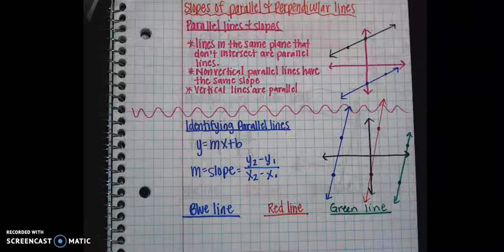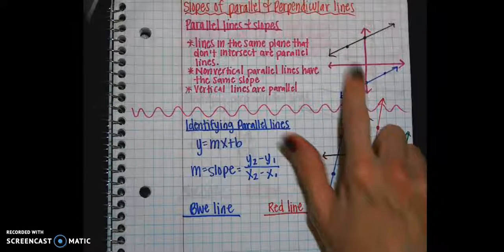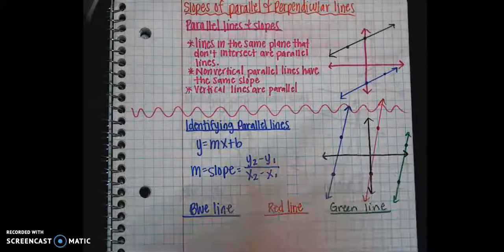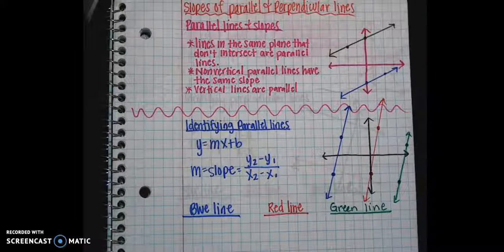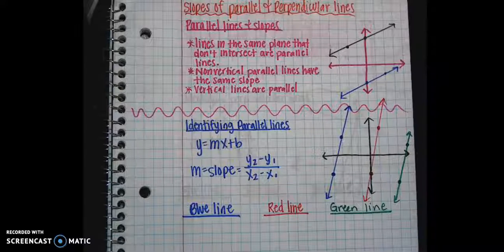So it says lines in the same plane that don't intersect are parallel lines. So what that means is these two lines right here, they're never going to touch. Okay? They're parallel lines. Now it says non-vertical parallel lines have the same slope, and vertical lines are parallel. Well, let's talk about that.